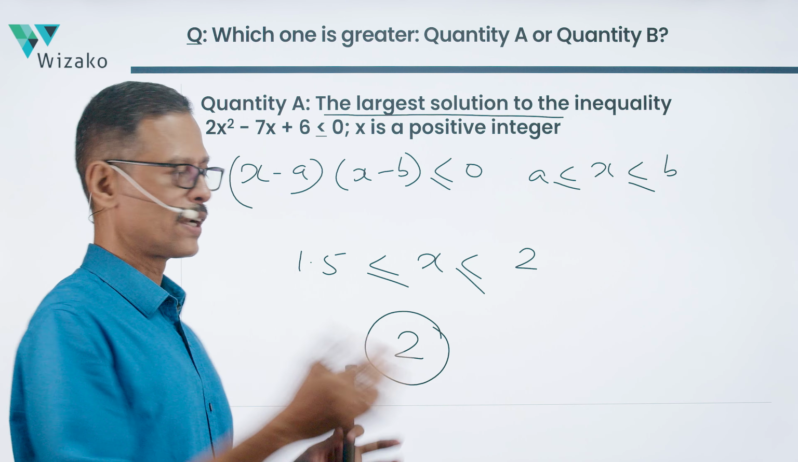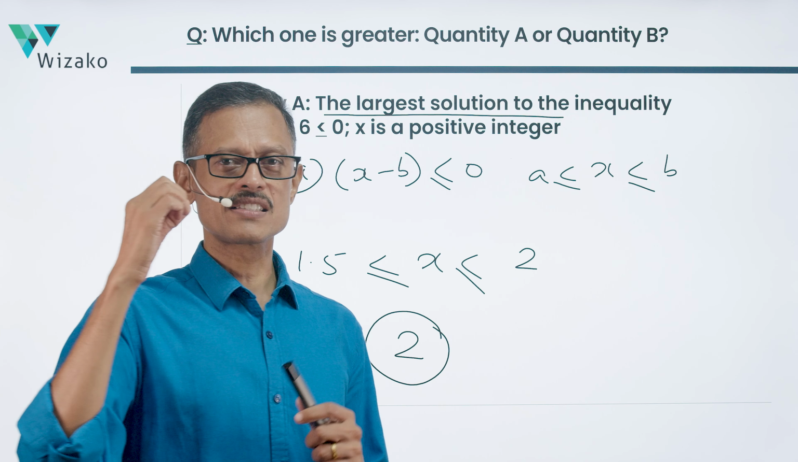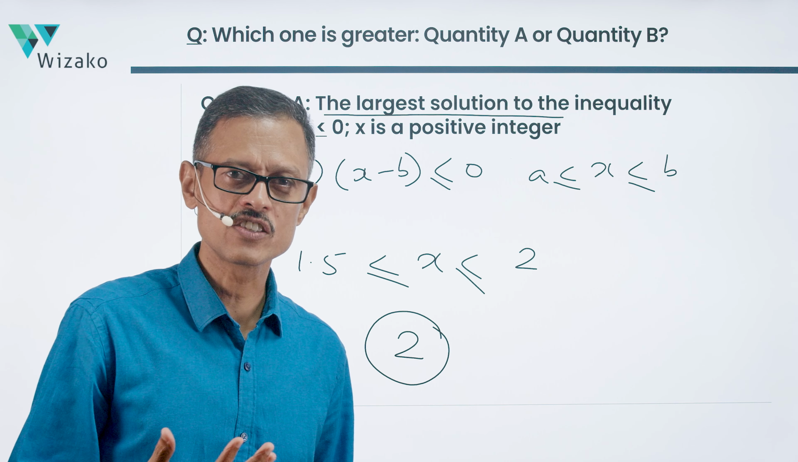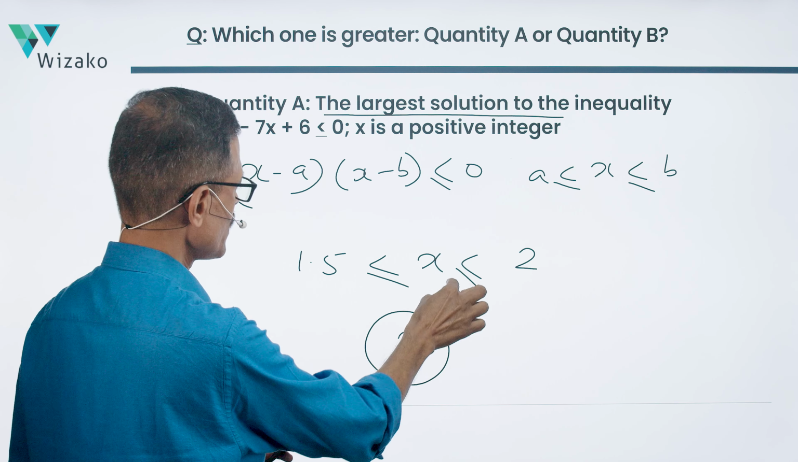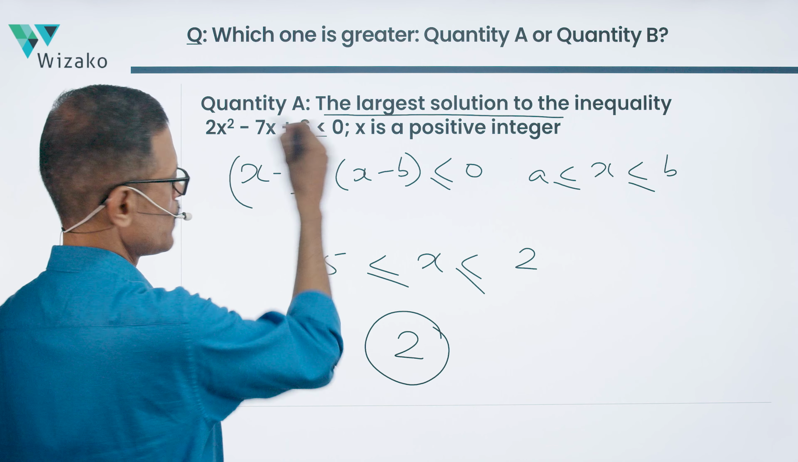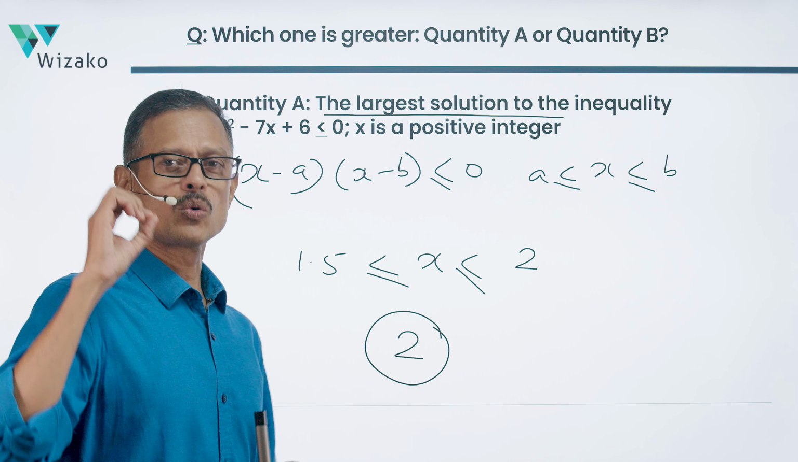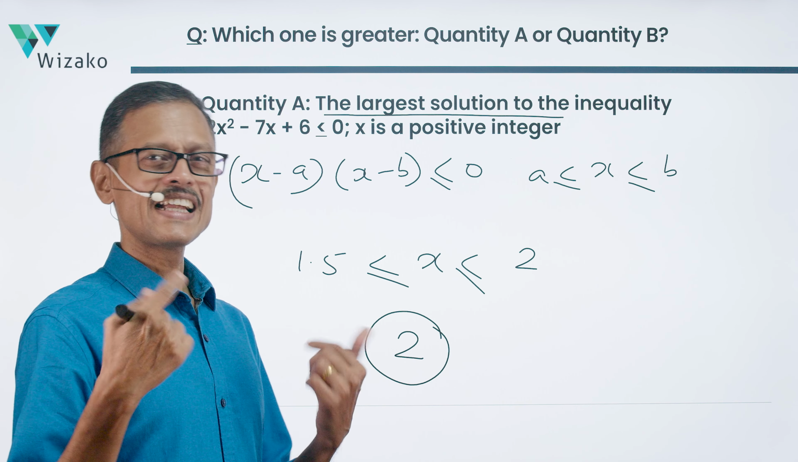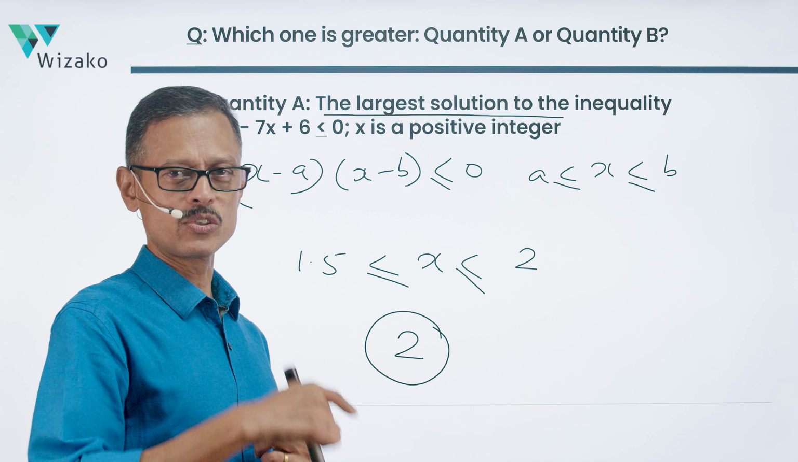We solved the inequality. We found a range of values that will satisfy this inequality. We're picking the highest value and checking whether that highest value is a positive integer. It is. Can it include a 2? Yes, basically because this inequality is not a strict inequality. So quantity A, the value is 2. Done. Pause the video here. Try and do this for quantity B and then come back to the video.